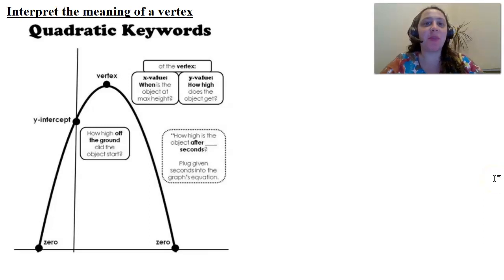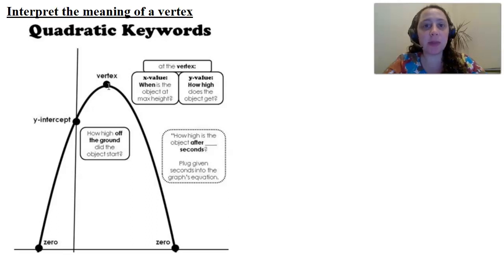Hi mathematicians! In this video, we're going to learn how to interpret the meaning of a vertex of a quadratic. In the last video, we learned about y-intercepts, and the y-intercepts help us answer the question of how high off the ground did an object start, or was an object initially. Today, we're going to look at the vertex.